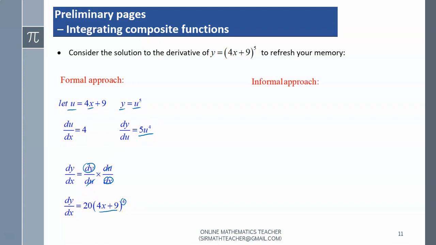That's the formal approach. The informal approach is to take our 5 here, we multiply our function by 5. The derivative of 4x plus 9 is 4, so we also multiply by 4, and we subtract 1 from the index. Hence, informally, completing that calculation in your head, you would just obtain 20 outside of 4x plus 9 to the 4.